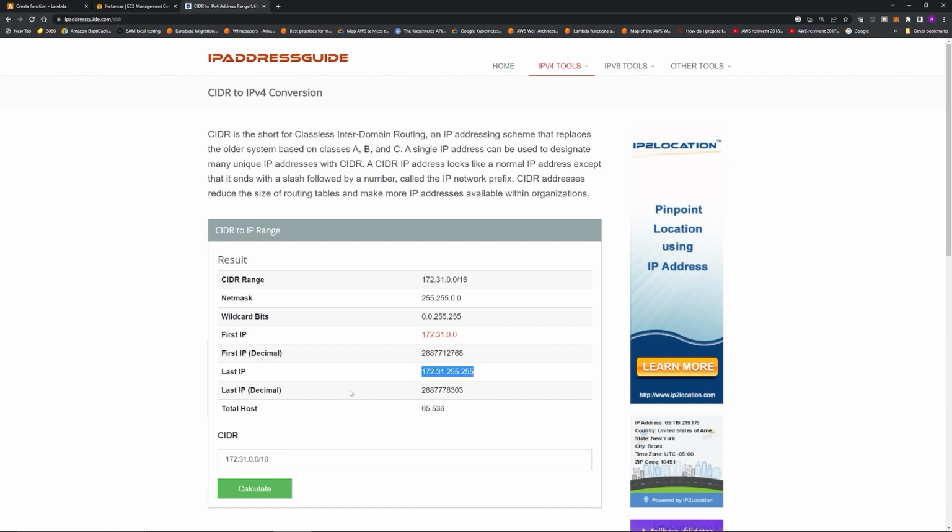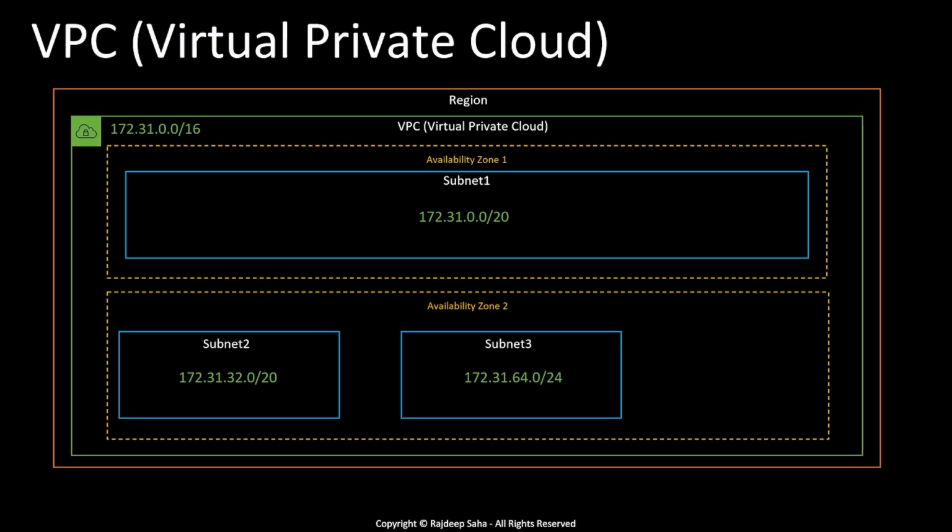All right, going back to the slides, two things to keep in mind. First, one subnet can only belong to one availability zone, because you understand that each availability zone is a set of separate data centers, so they cannot really overlap with each other. So subnet 1 belongs to availability zone 1, subnet 2 and 3 belong to availability zone 2, so they cannot belong to both availability zone 2 and availability zone 1.